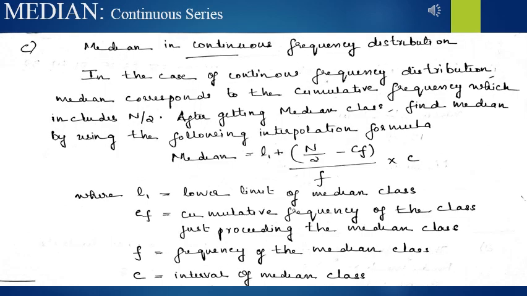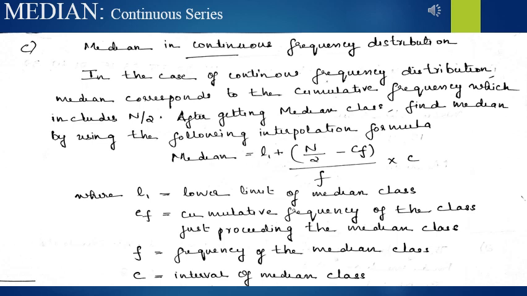Let's see how to calculate the median for continuous series. Continuous series the median എങ്ങനെ കണ്ടുപിടിക്കാൻ നോക്കാം. In the case of continuous series or continuous frequency distribution, median corresponds to the cumulative frequency which includes n by 2. So after getting that median class, you have to apply this formula: L1 plus n by 2 minus CF, the whole divided by f into c.